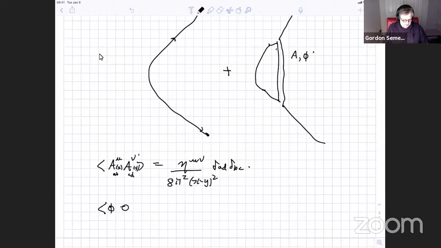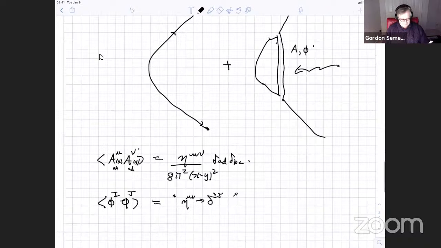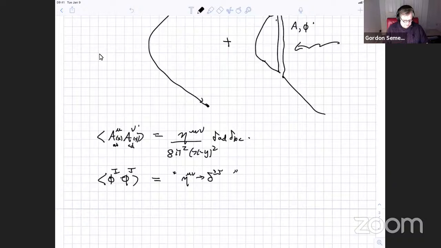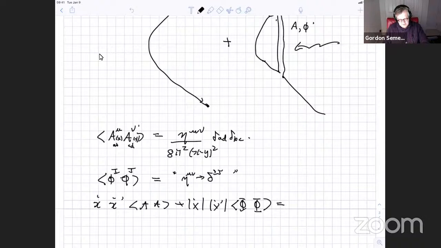The scalar propagator, similar indices and everything, is the same as the above with eta mu nu replaced by delta ij. So they're very similar. What's more, when you take the combination of scalar and vector propagator that you need to make this thing and evaluate them with the endpoints on this accelerated trajectory, so it's something like x dot prime AA plus x dot prime phi, this turns out to just be a constant.